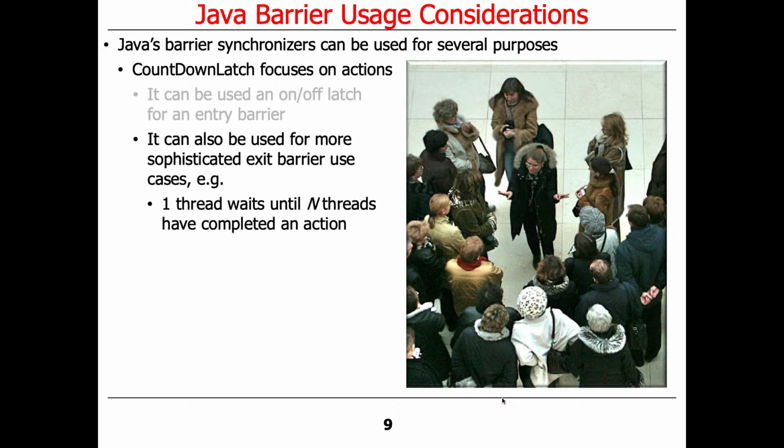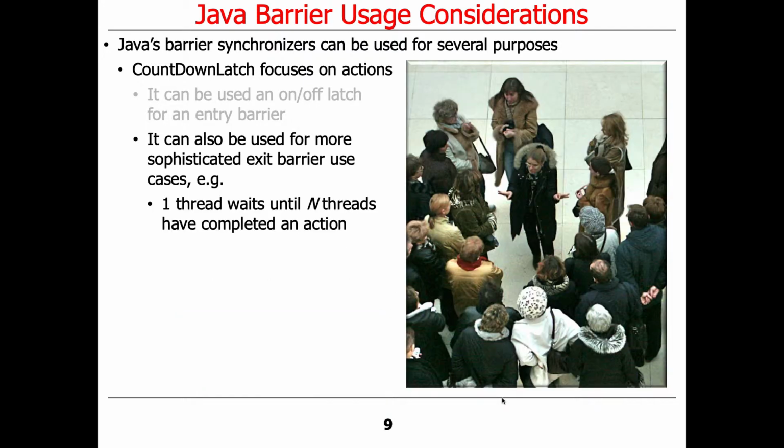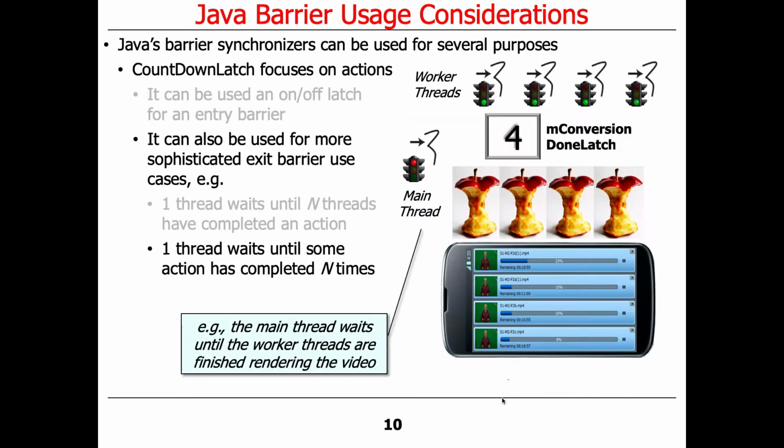So for example, you can use countdown latches to have one thread wait until n threads have completed an action. An example there would be you could have the tour guide wait until all the people in the museum room have finished looking at something before you move on to the next, or till you let them go. You can also have one thread wait until some action is completed n times. So in this particular case, you could have the main thread wait until all the worker threads have finished their processing and decremented the count down to 0.